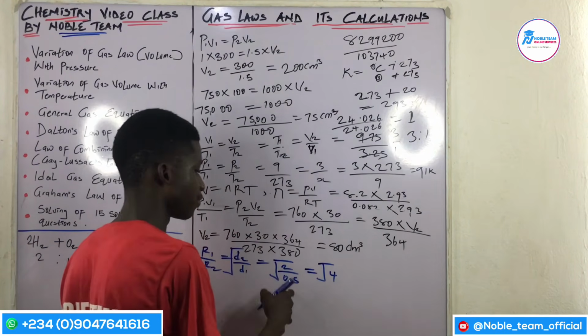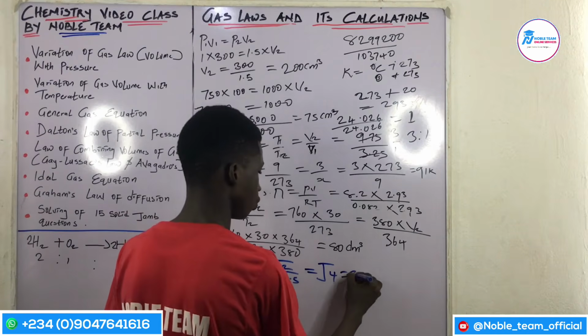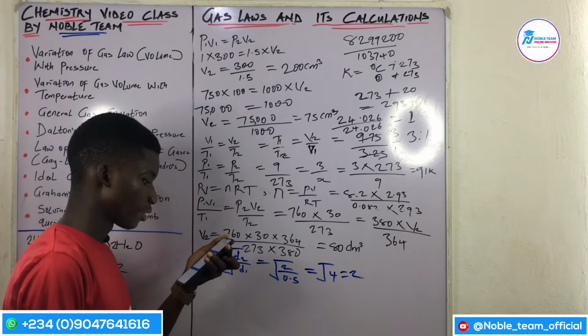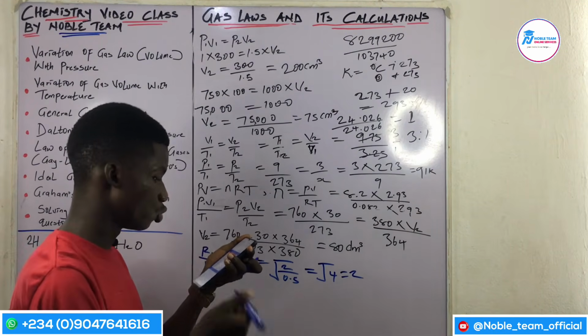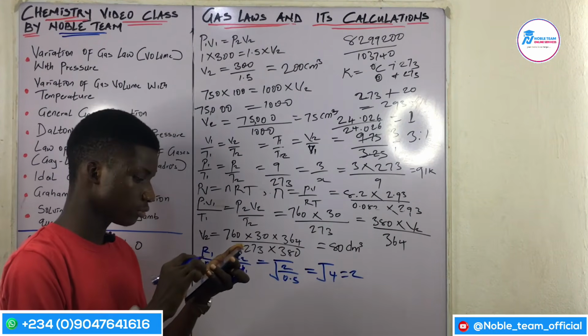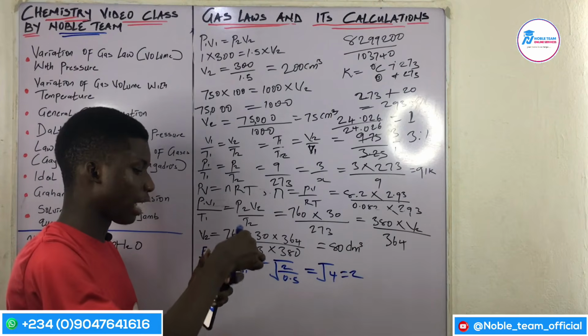Then the square root of this 4 is what? 2. So it simply means that the rate of diffusion relative to X and Y is 2. So option C is correct. Now let's look into question 9.